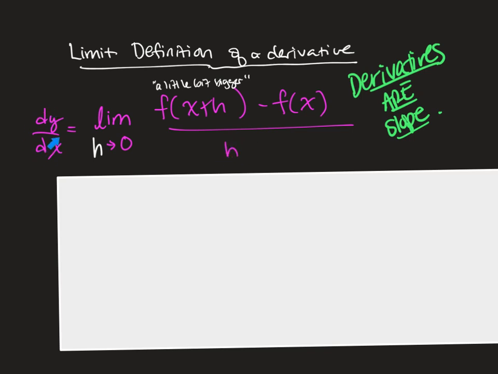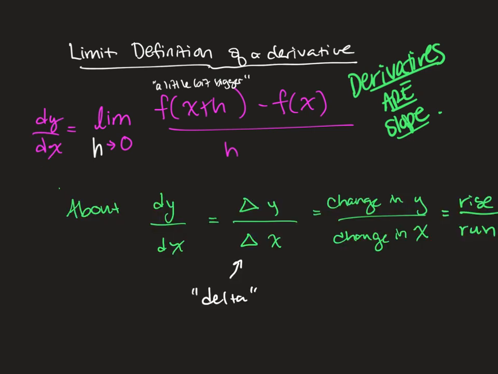And I want to talk a little bit more about this dy dx thing because it's going to come up a ton. So, about dy dx. The d comes from this. We actually started over here and we worked our way back. This little triangle means delta. So delta y, delta x. And delta just means change in y, change in x. And that is just rise over run. So this, which is the derivative, it's slope. Derivatives are slope. Cannot stress that enough. So that's where it all comes from.